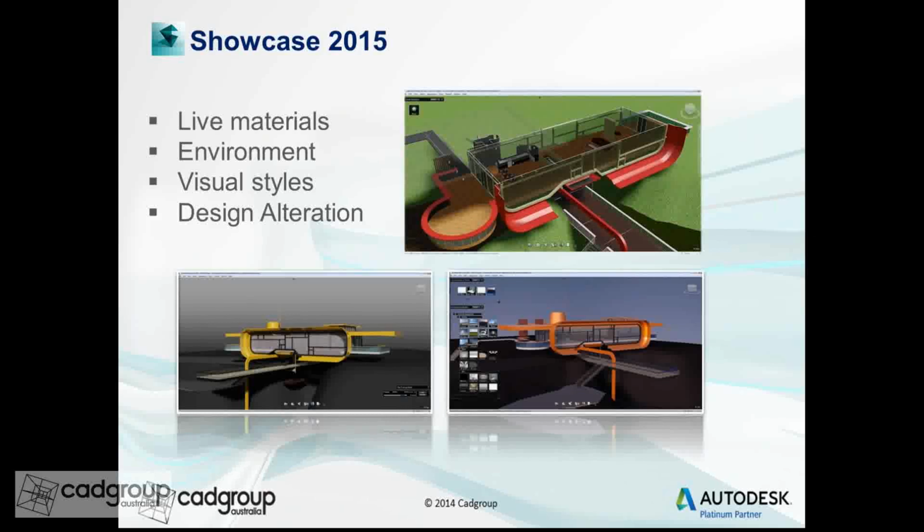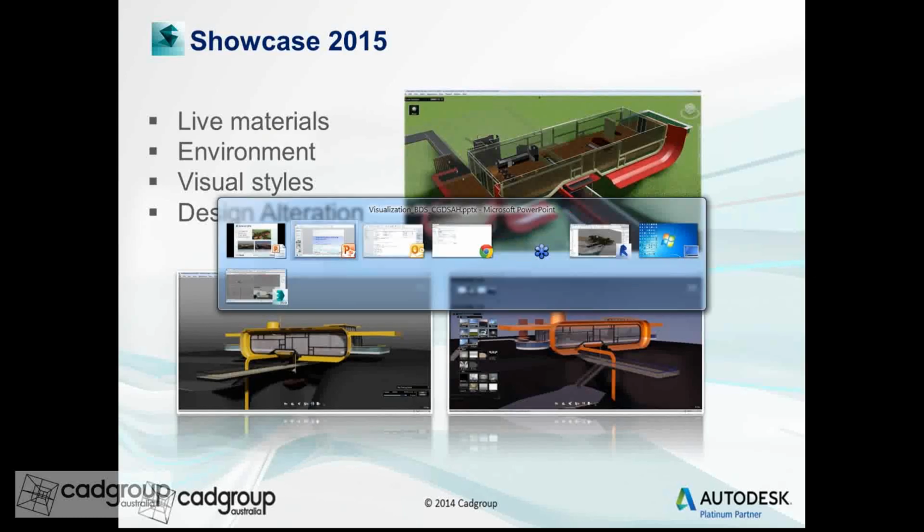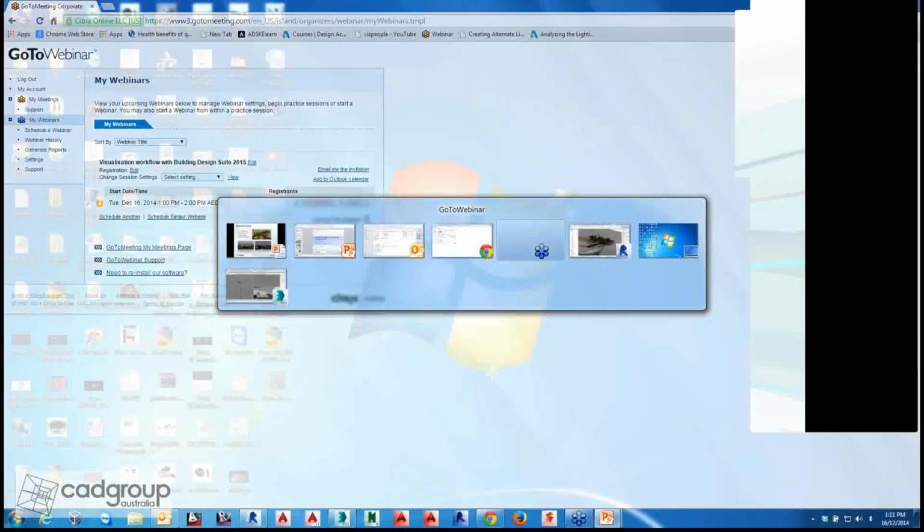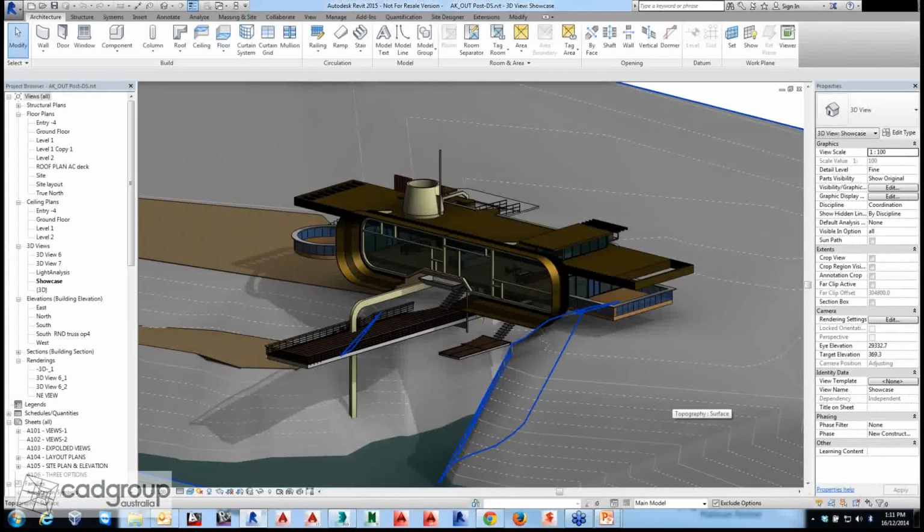So in the demonstration, I'm going to show some of the features of Showcase. The first would be live materials. The next would be environment. Next would be visual styles, and finally also talk about something called design alteration. So I'm going to launch Revit, and I can show you how easily we can bring the model inside Showcase. And using the same model, I will be bringing it to 3ds Max for lighting analysis or high impact visualization.